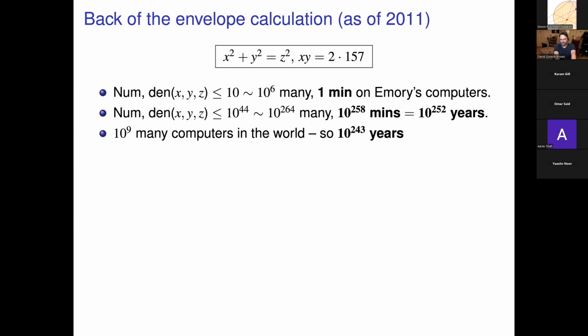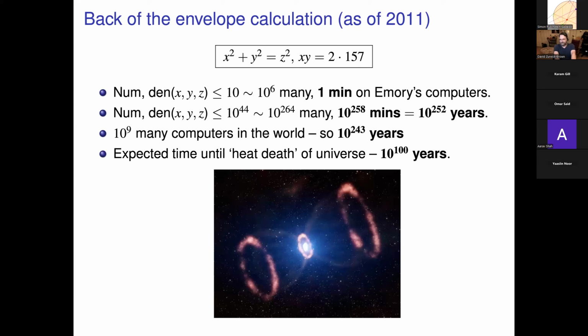Well, what if you used every computer in the world? In 2011, there were supposedly 10 to the 9 many computers in the world. So that cuts it down to 10 to the 243 years. Of course, the expected time until the heat death of the universe is 10 to the 100 many years, so we would never find it by brute force.